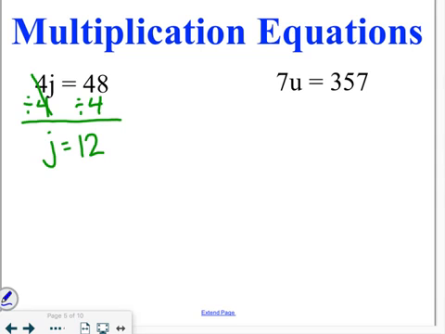Similarly with our next problem, 7u is equal to 357. Dividing by 7 on both sides of the equation. Again, you can use a division bar to show your work if you prefer to do that, and you end up with an answer of u is equal to 51.